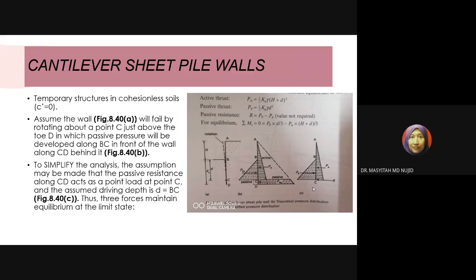Assume the wall in figure 8.4a will fail by rotating about a point C just above the toe D, in which passive pressure will be developed along BC in front of the wall, and along CD behind it. So behind the wall there will be an active pressure along BC, and along CD in front of the wall a passive pressure will develop. To simplify the analysis, the assumption may be made that the passive resistance along CD, in front of the wall, acts as a point load at point C, and the assumed driving depth is D, which is BC.